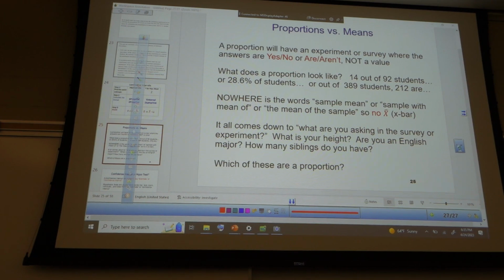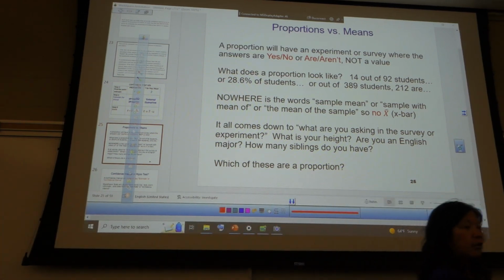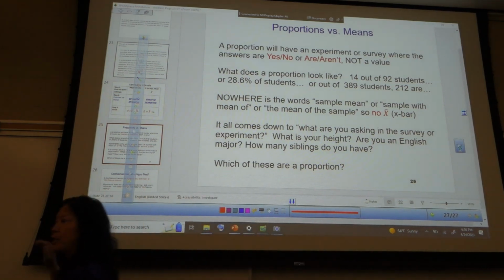Are you an English major? What kind of answers are those? Is this a mean or proportion? Great. How many siblings do you have? 1. 2. What kind of answers are those? So is that going to be a mean or proportion? Mean. Everybody on board? Okay.